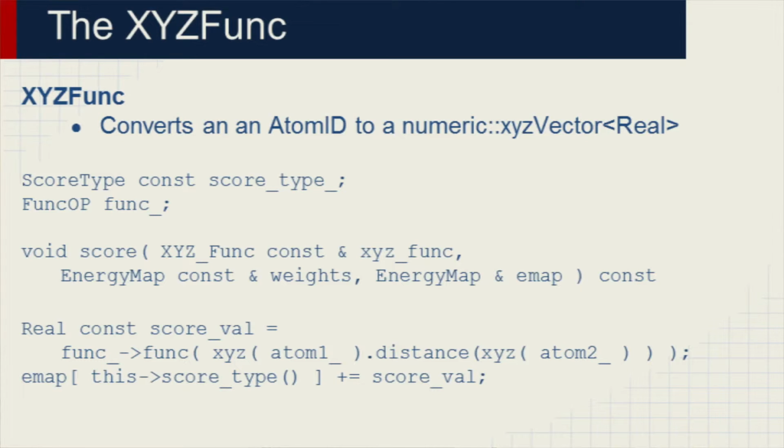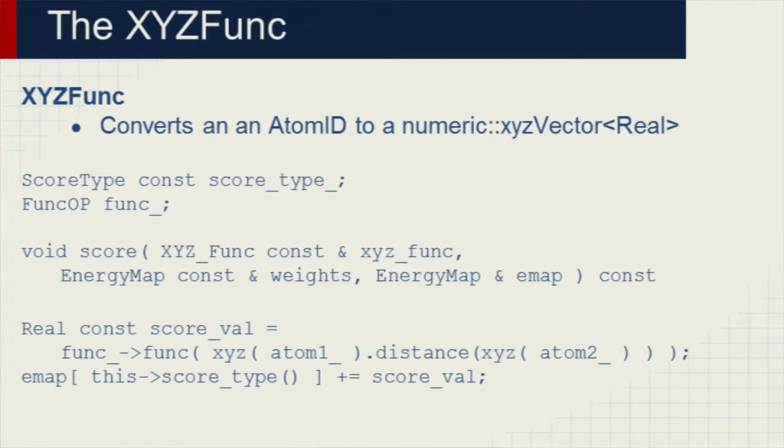This is the score function for the actual constraint object. It takes in this XYZFunc, which will do the transformation. It also takes the map of weights and also the energy map, which is going to be adding its energies to.